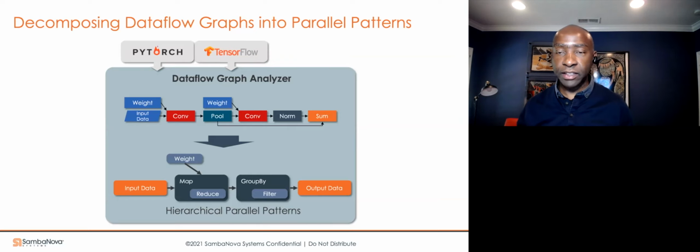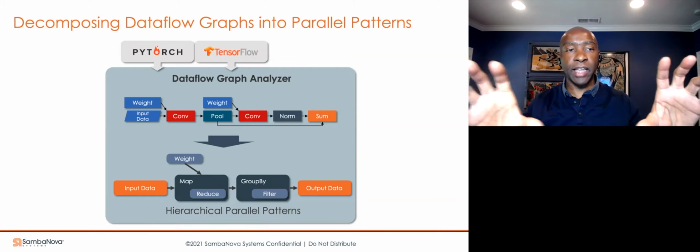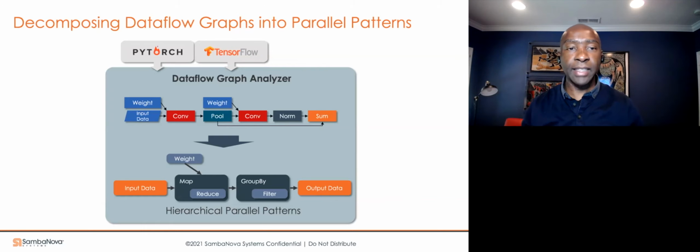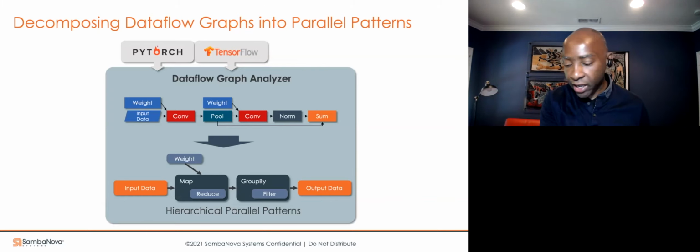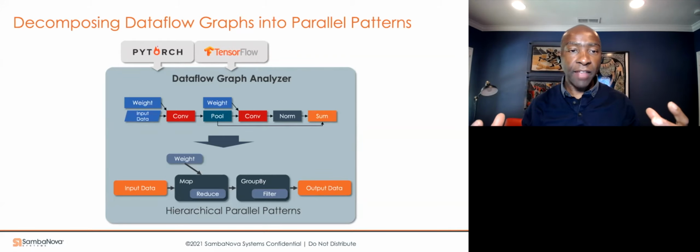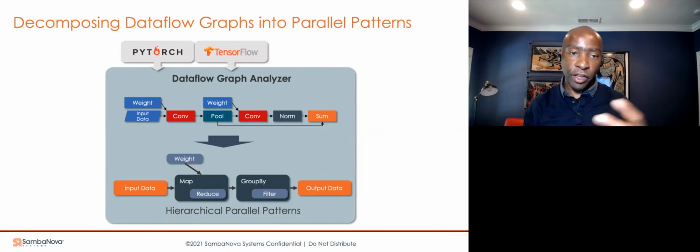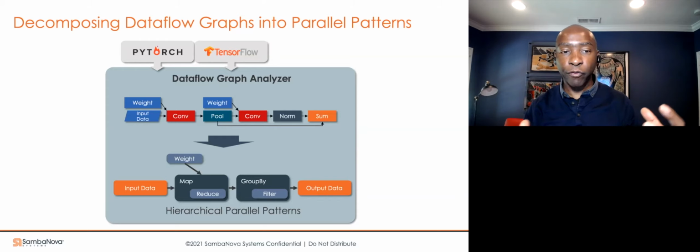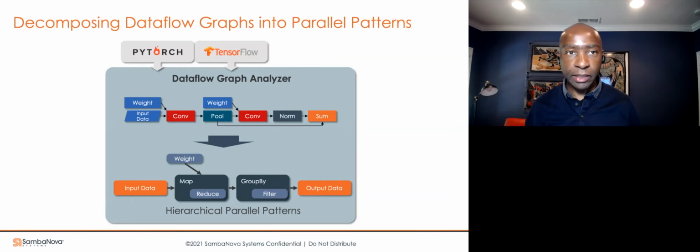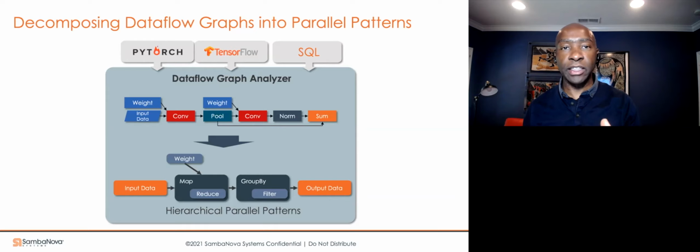It turns out that from some early research we did at Stanford, you could take these domain-specific operators like convolutions, matrix multiply, normalizations, and so on, and convert them into more generic parallel patterns, such as map, reduce, group by, and filter. And these parallel patterns can be composed in hierarchies and could form the basis of a compiler framework that can be used to optimize these machine learning algorithms. And it's also true of other data processing domain-specific languages like SQL, right?